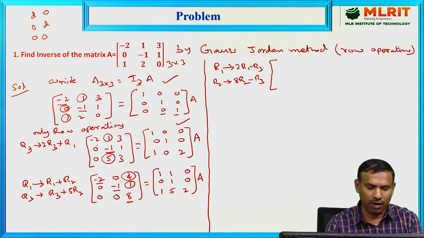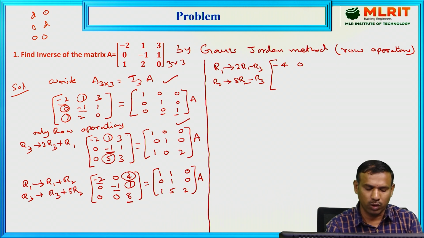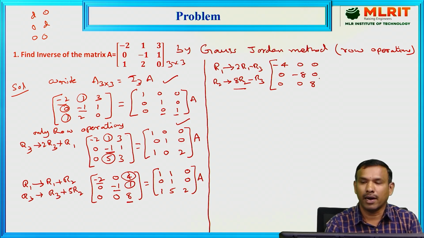First row. 2R1, 2 into minus 2, minus 4, minus 0, minus 4. 2R1, 2 into 0, 0. 2R1, 2 into 4, 8, 8 minus 8, 0. Second row, 8R2, 0 into 0, 0. 8 into minus 1, minus 8, minus 0, minus 8. So, look at the operation, 8R2, 8 into 1, 8 minus R3, 8 minus 8, 0. Next, third row we are using. So, no change in the third row elements. So, third row should be copied, 0, 0, 8. Right?